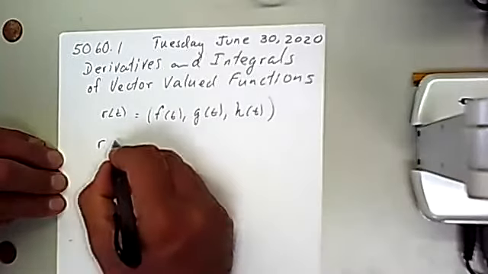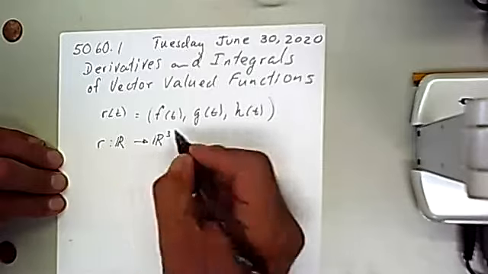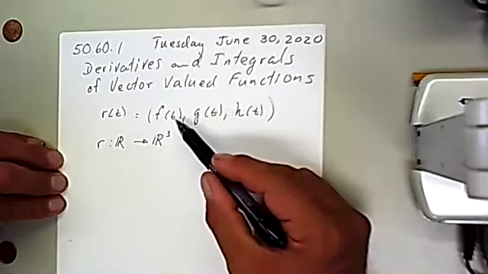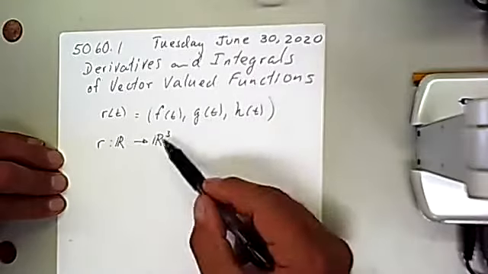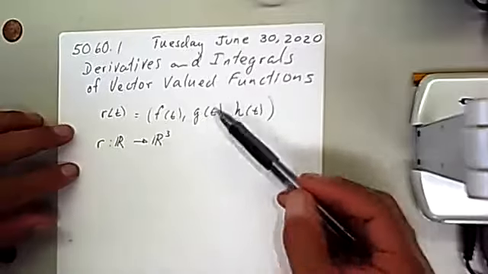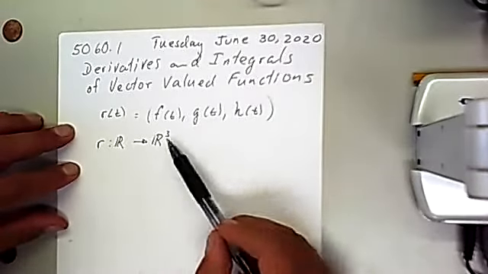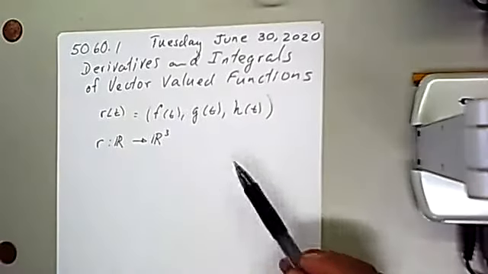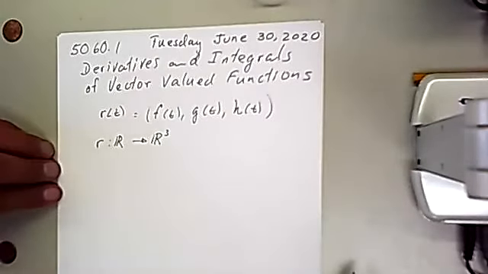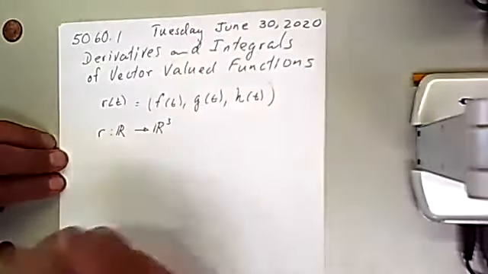So this r goes from R into R cubed, but we could do everything we're doing with two dimensions, so R to R squared. In fact, some of the examples we're going to do are going to be from R to R squared. So from one dimension to two dimensions, or in this case, one dimension to three dimensions. First, operationally, I'm going to tell you how the derivative and the integral are found.